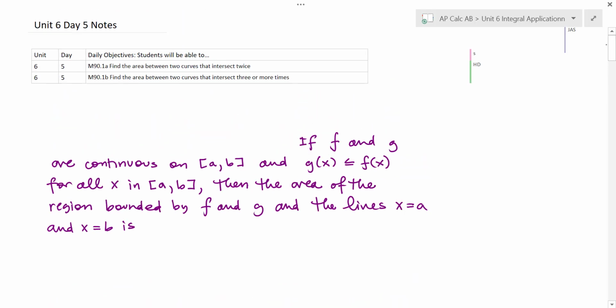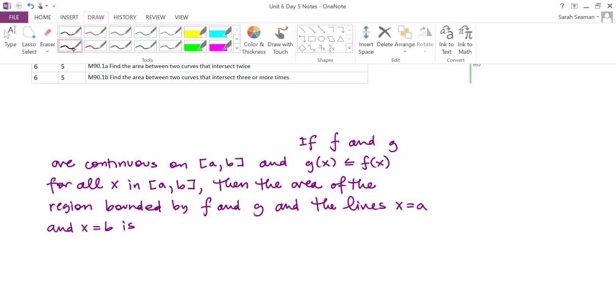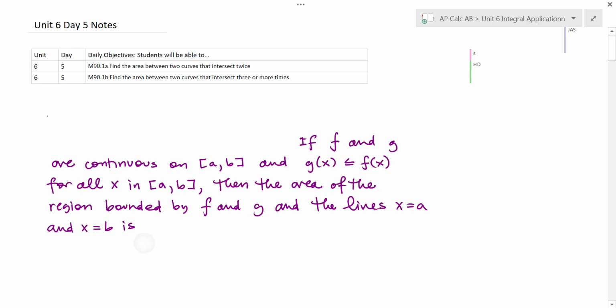All right, guys. So today, or I guess tonight, what you guys are looking at is 6.5, and this is going to be the area between two curves. So I'm getting really fancy here. 6.5, area between two curves. All right.